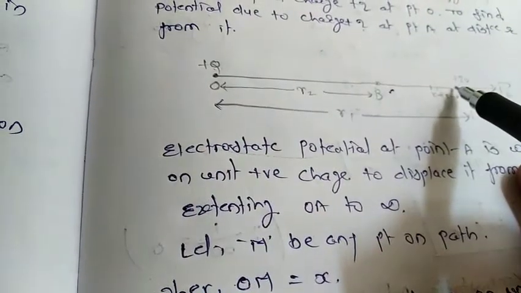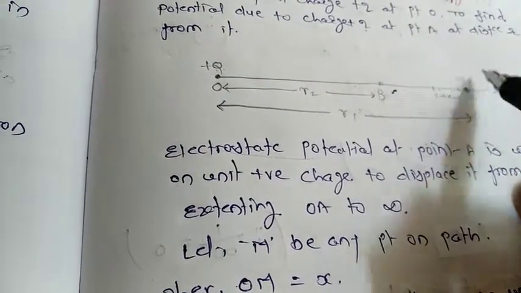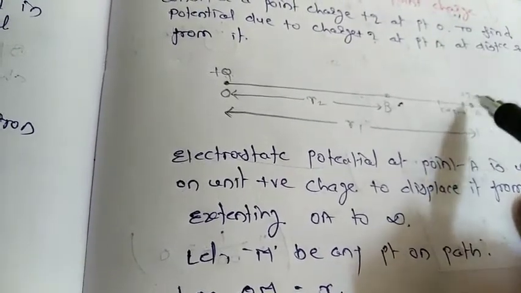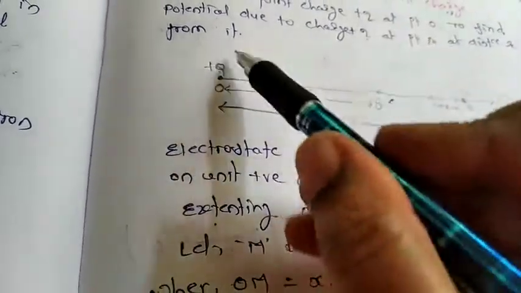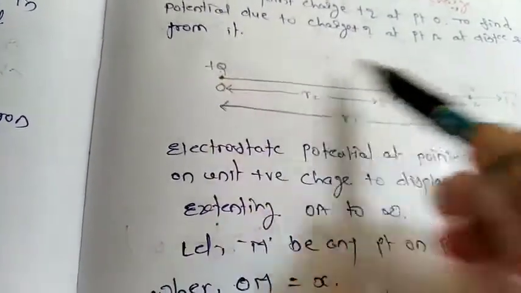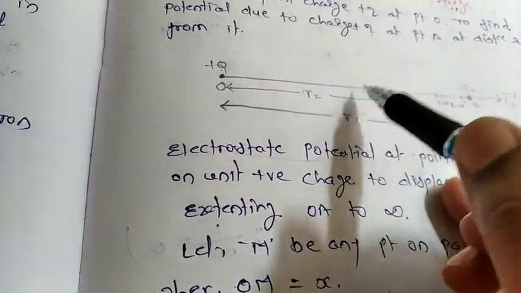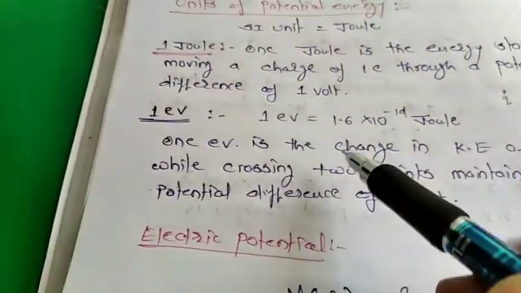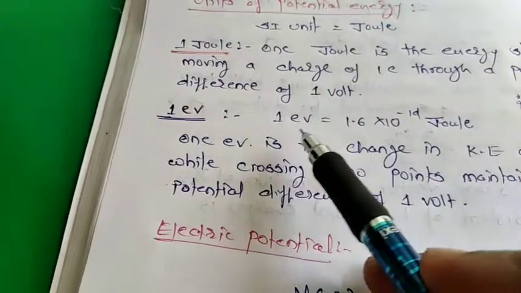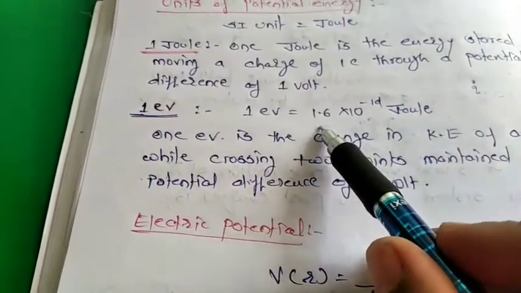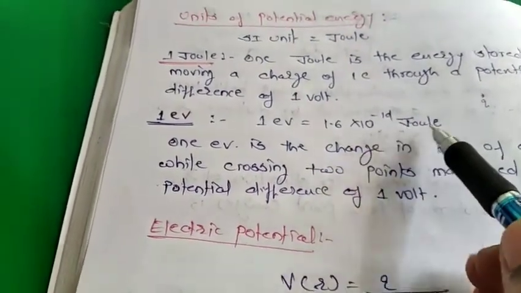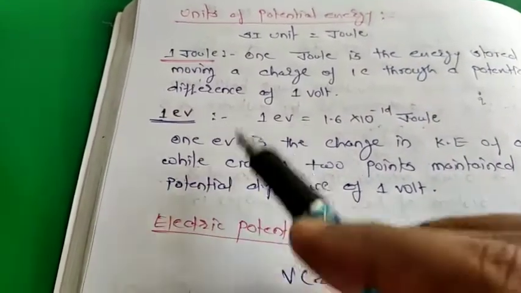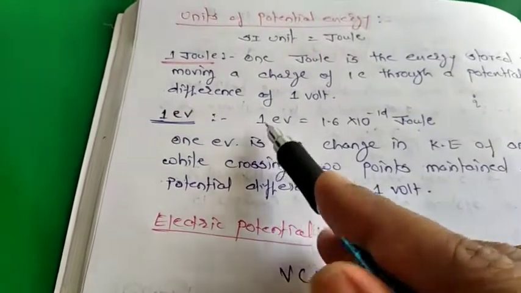Then 1 joule is nothing but, suppose this is the charge of 1 coulomb, then 1 coulomb of charge is moved in the electric field of charge capital Q, and the potential difference is 1 volt. So that is the 1 joule, and the other unit is electron volt. 1 electron volt is nothing but 1.6 into 10 to the power minus 19 joule. Mostly in the numericals, the energy is given in electron volt.